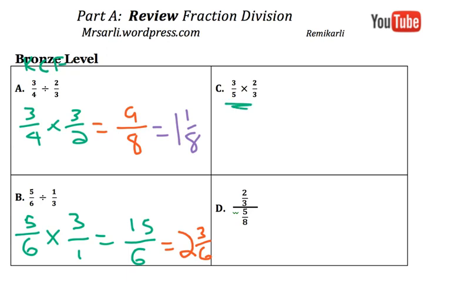Then take a look at C. C is already a multiplication of fraction problem, so all I need to do is multiply across. 3 times 2 is 6. 5 times 3 is 15. And I'm pretty much done, except I see that both 6 and 15 can be simplified by a factor of 3. So I'm going to divide by 3/3. 6 divided by 3 is 2. 15 divided by 3 is 5.